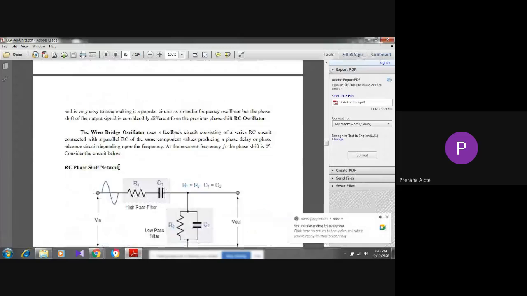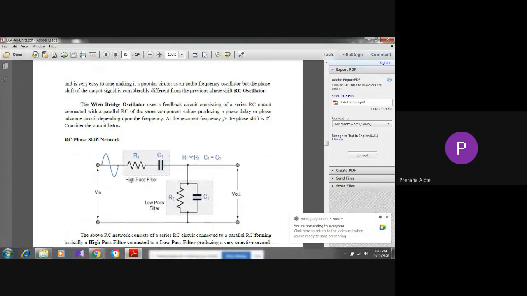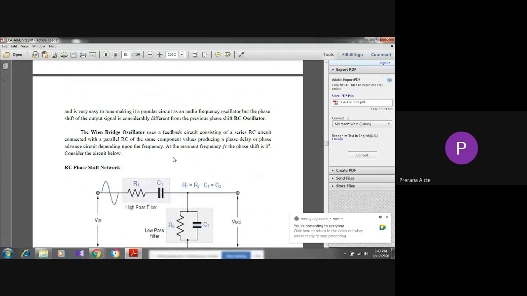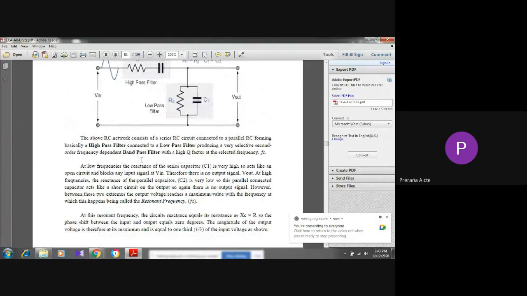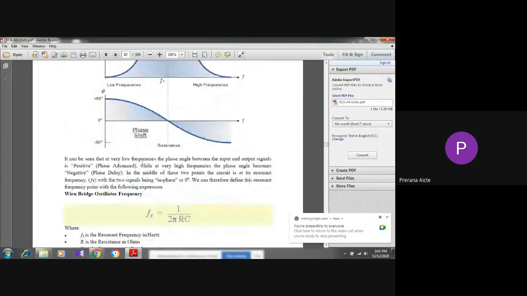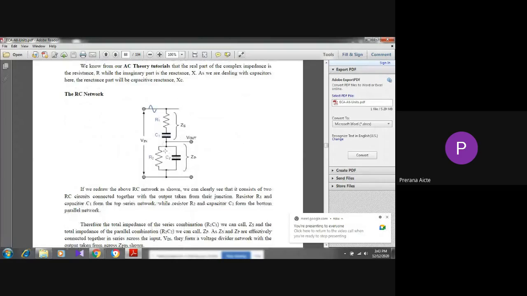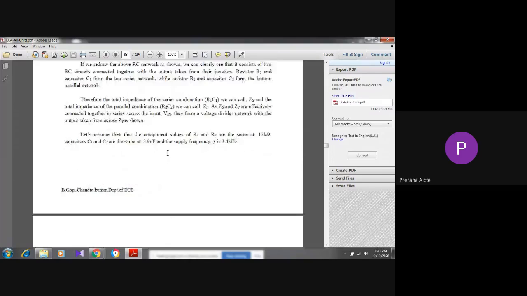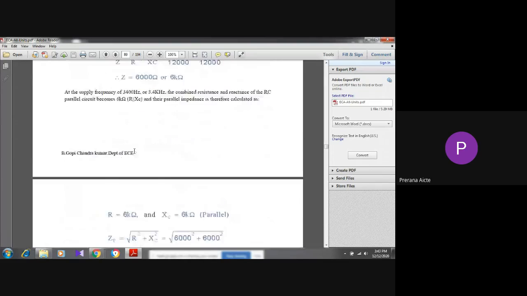So, in the Wien bridge oscillator, here I have 0 degrees phase shift. There is no need of an inverting amplifier. This is a simple RC network. This is one RC network, this is another RC network. These two are connected in series, and these two are connected in parallel. Both are in series. So this is the major section in the Wien bridge oscillator. Okay, and these are some calculations.